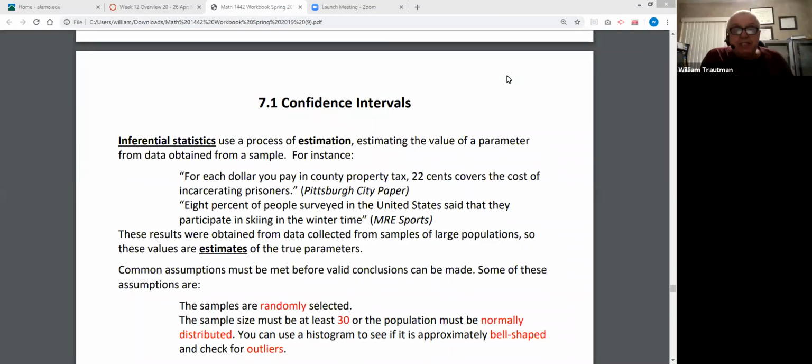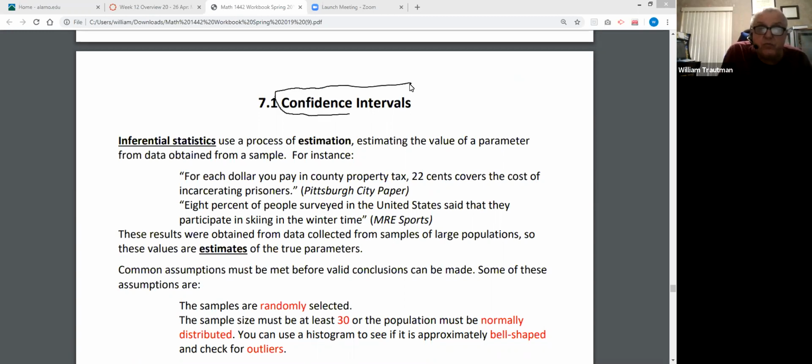Welcome, everybody. This is section 7.1, confidence intervals, and it's a quick introduction to confidence intervals. The actual work starts in 7.2, so there's not a lot of work to do in this section. There's some definitions and stuff, but basically a confidence interval is what we're doing set in chapter 7.